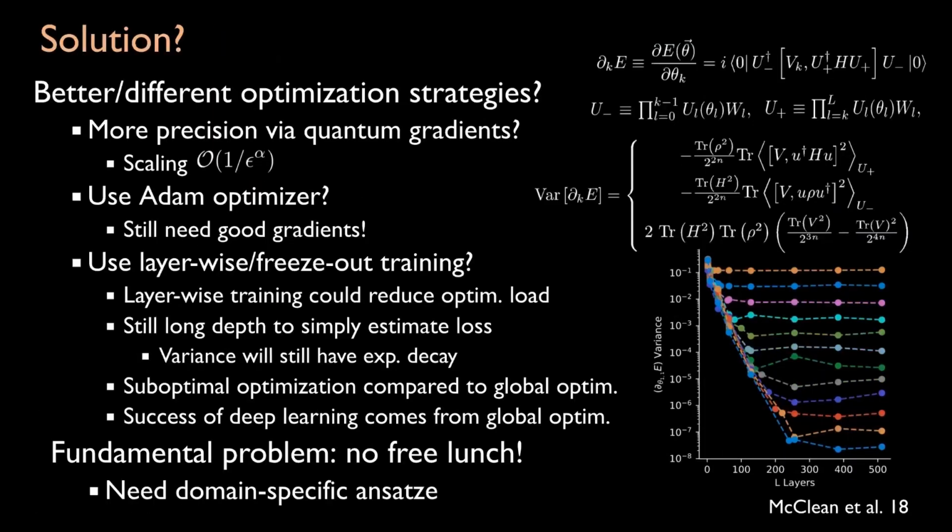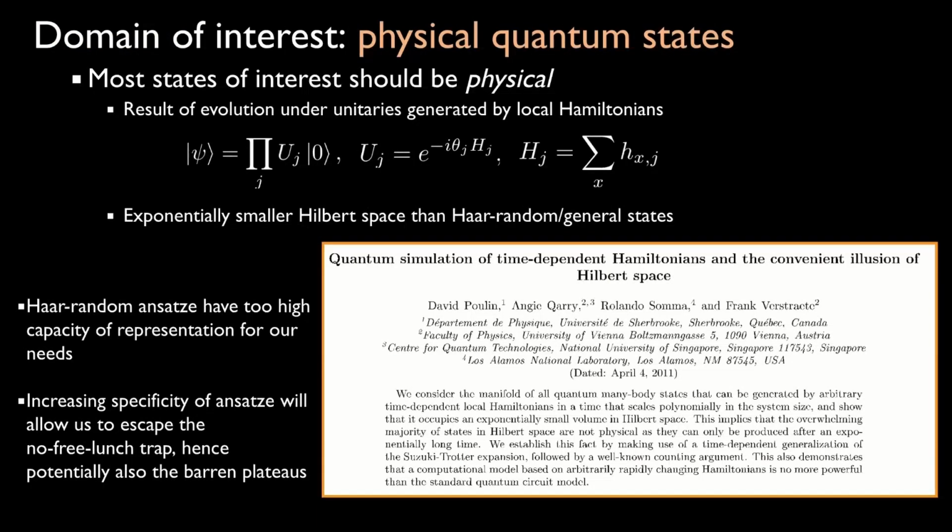So there's a notebook studying that. I won't go too much into that. But the point is that there's also a paper by David Poulin and others that studies the physical states, the illusion of the Hilbert space, right? The Hilbert space is a convenient mathematical framework, but the reality is that real states are always in an interesting subspace, right? So we want smarter ansatzes.